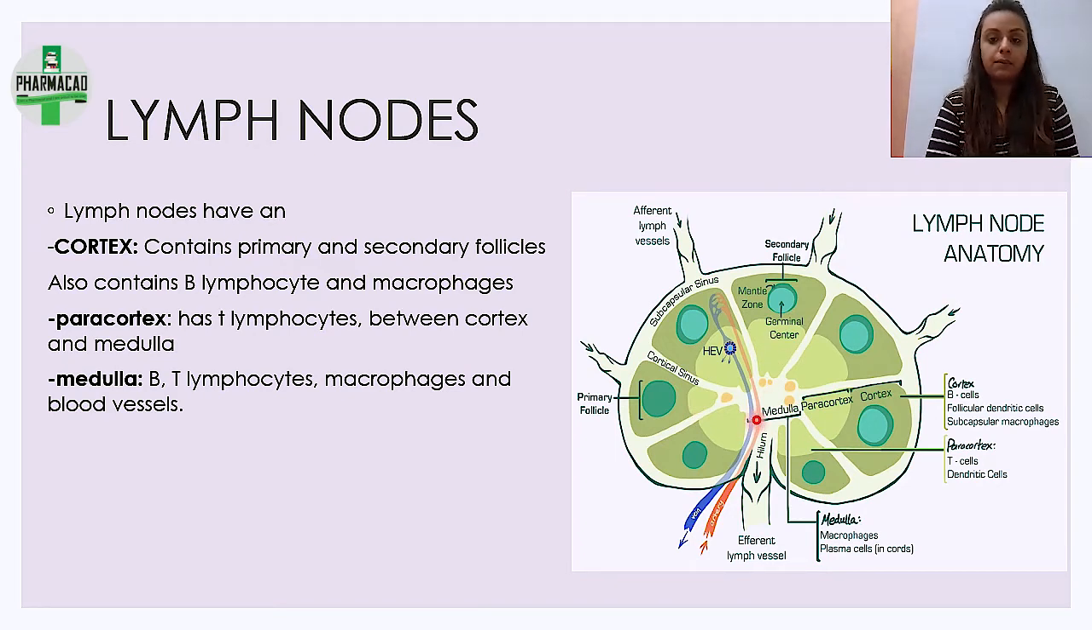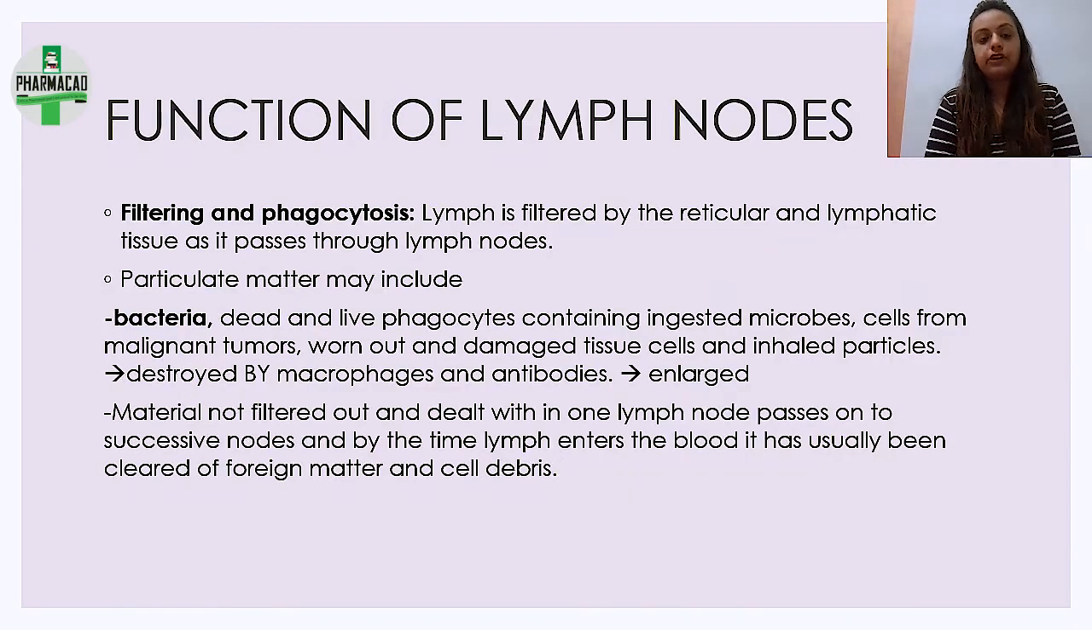What remains is the medulla. The medulla has everything. It has B lymphocytes, T lymphocytes, macrophages as well, and also the blood vessels. So it has everything. This is the anatomy. This much is enough for you to remember, and you can draw the diagram. Function of lymph nodes, I think you must have understood a bit up until now, but let's see it again.